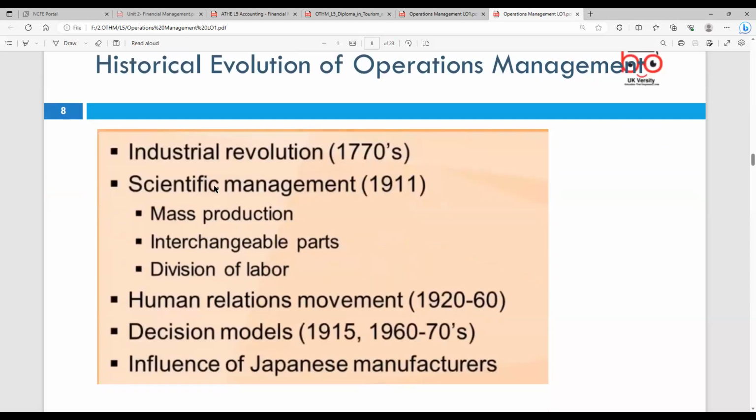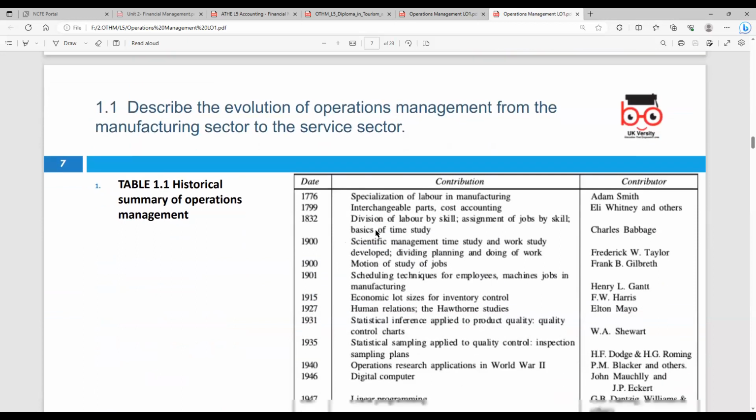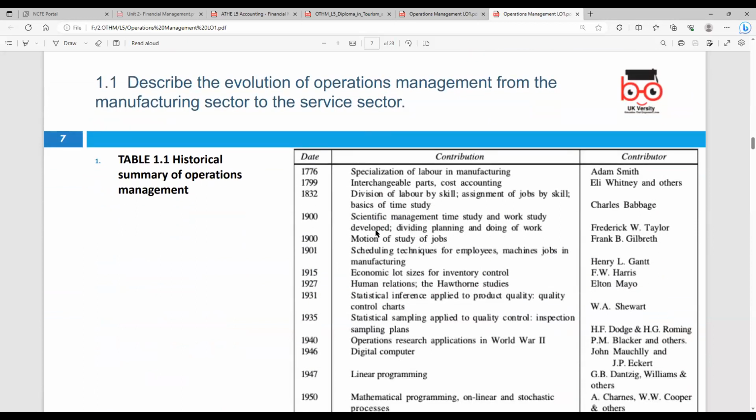Then, later on, it moved on to division of labor into different types, used in time and motion study, and by Charles Babbage, who introduced the computer, or the machine. Charles Babbage was also a production engineer, and he used these skills to introduce operations management. Then during the 1900s, it became scientific management, time and motion study, also called work study.